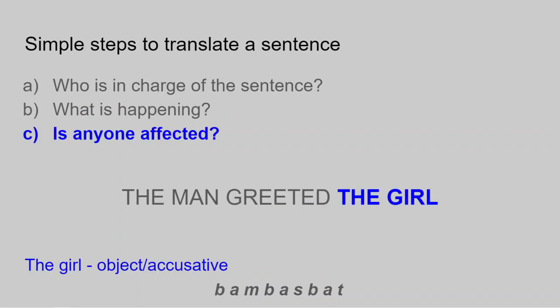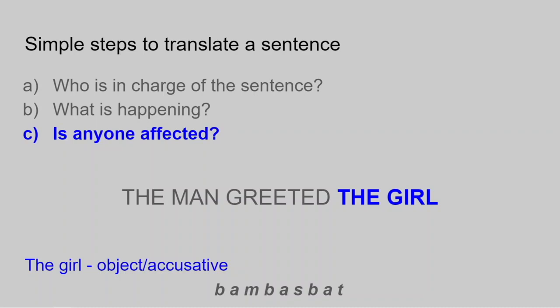Who's affected? Well, here the girl is affected. The man greeted her. We can therefore label her as well. In English, we call her the object of the sentence. She's having the action done to her. In Latin, of course, we have a more complex name for this, the accusative case. So the girl is our accusative.